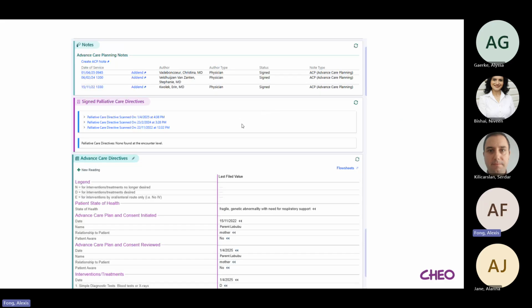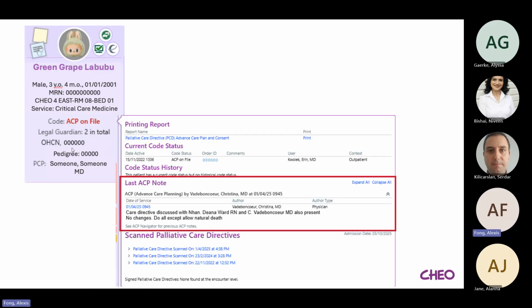Sorry, the screen is a little bit off from what's on my computer. And so you can see at the top here is where the advanced care planning notes are. If you have a goals of care discussion with a family and you want to update the ACP, this is where you click create ACP notes. So you get to this page by clicking on the code status or the ACP in that previous page, by clicking here, ACP on file.